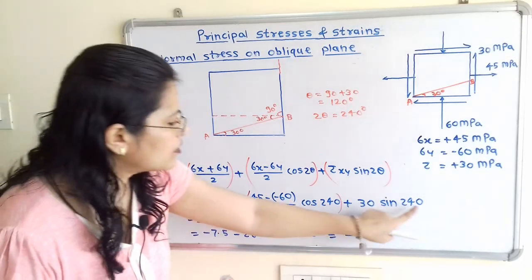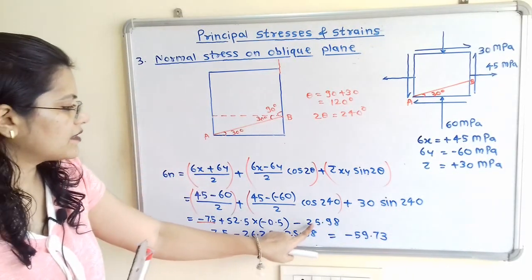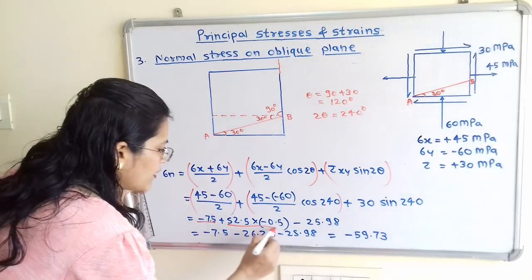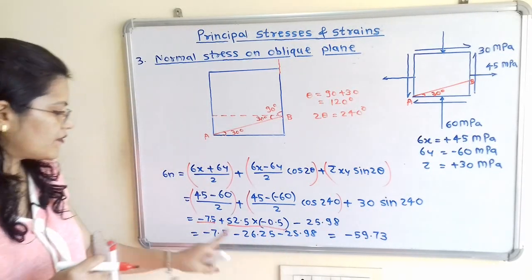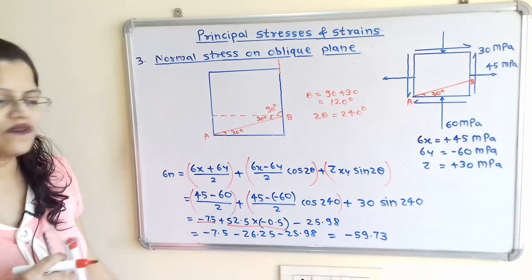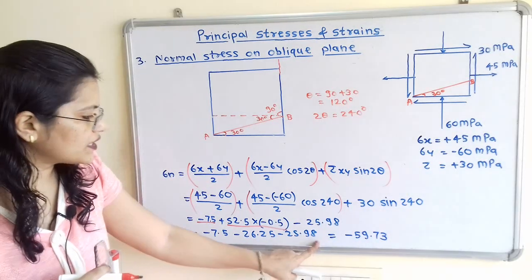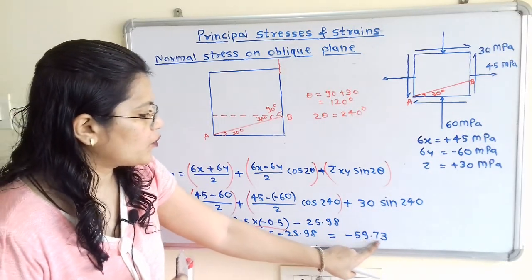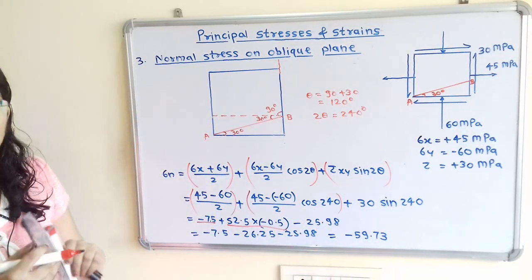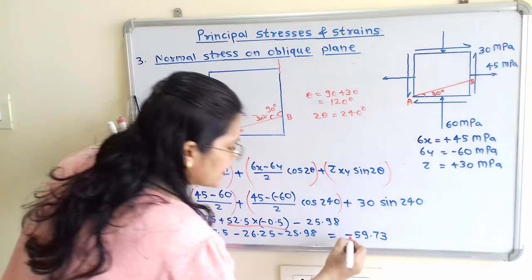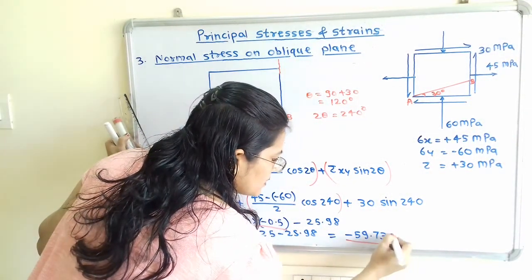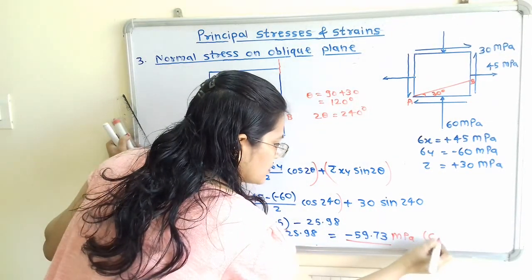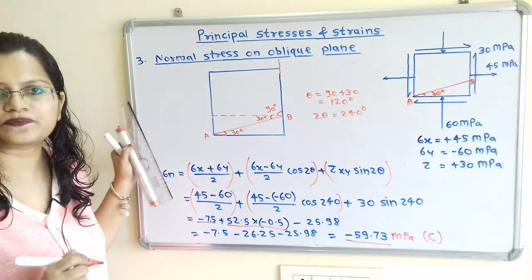And for the third term we get minus 25.98. Now for the second term we multiply again and we get minus 26.25. When we solve this, we get the answer minus 59.73. Now this stress has a negative sign. The unit is megapascal, and so it is of compressive nature.